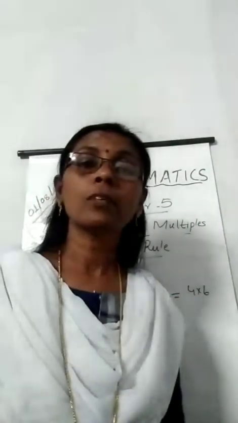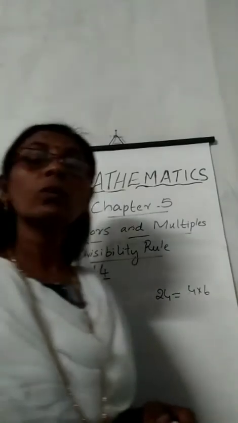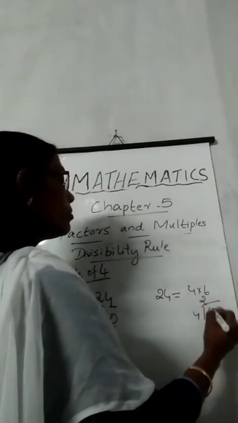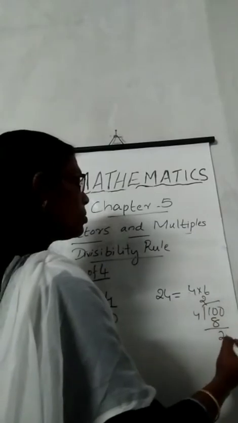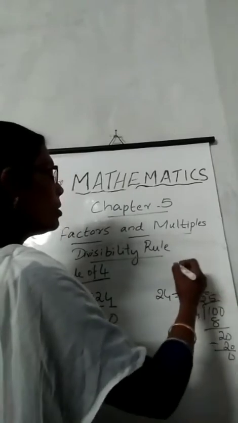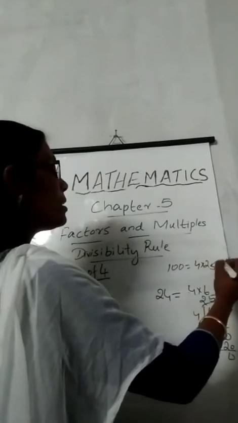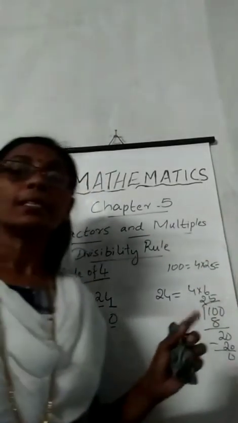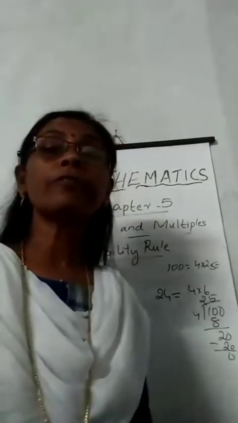Got it? Now we'll take another example, 100. The last two digits are 0. Check 100 divided by 4. 4 twos are 8, remainder 2, bring down to make 20. 5 fours are 20. Remainder 0. So 100 is equal to 4 into 25. So what did you see? Since the last two digits are 0, 4 is a factor of that number.